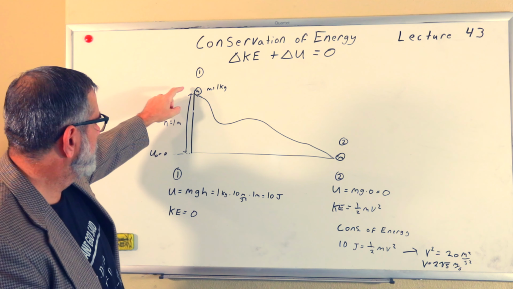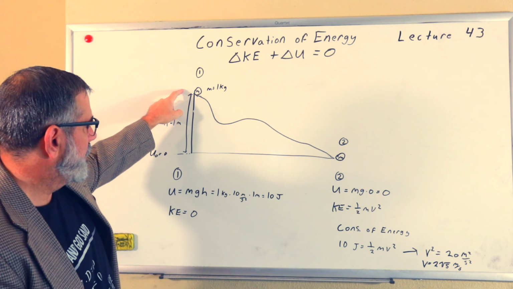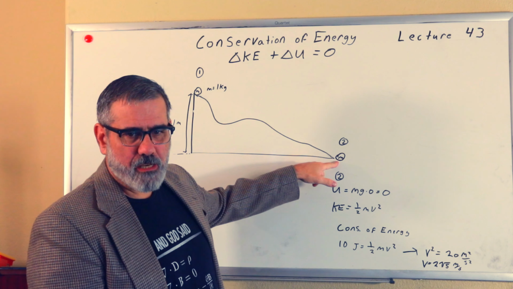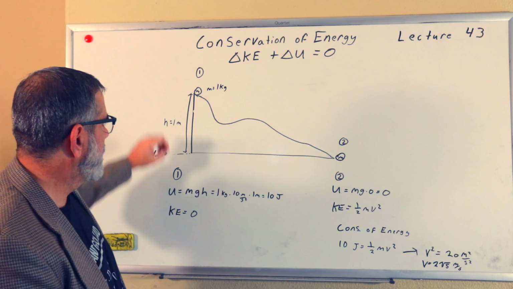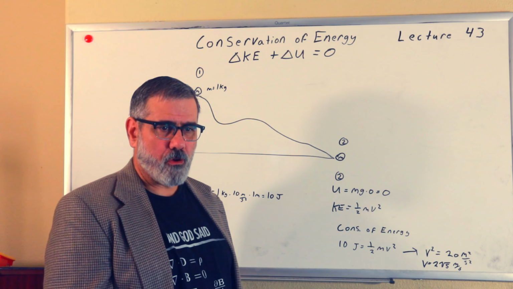It's really just the potential energy plus the kinetic energy at point 1 will be the same as the potential energy plus the kinetic energy at point 2. And since the only thing that differs here is this height h, right? That's all you need to calculate that.